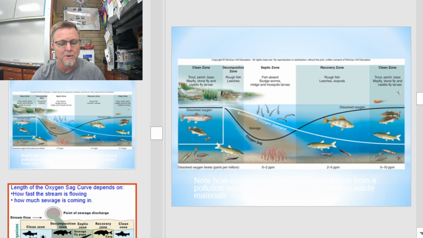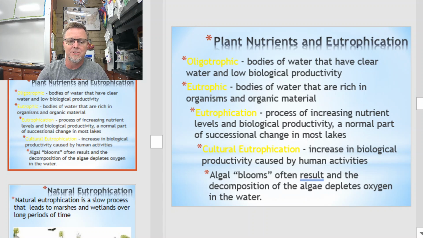We're going to skip through a couple of pictures here just to keep things moving along and go to plant nutrients and eutrophication. Plant nutrients and eutrophication can affect your water quality by taking what was once clean, clear water, turning it dark, and making it unpotable.